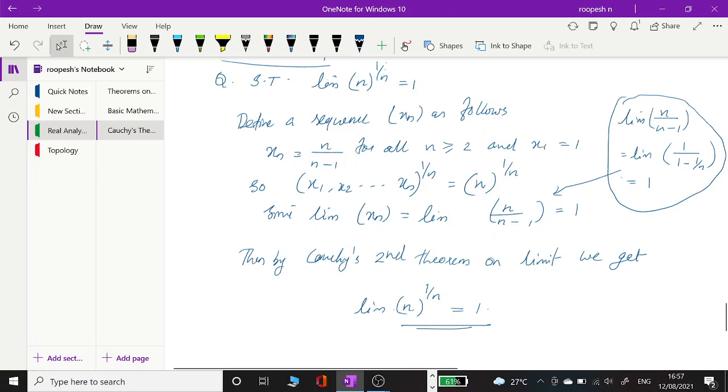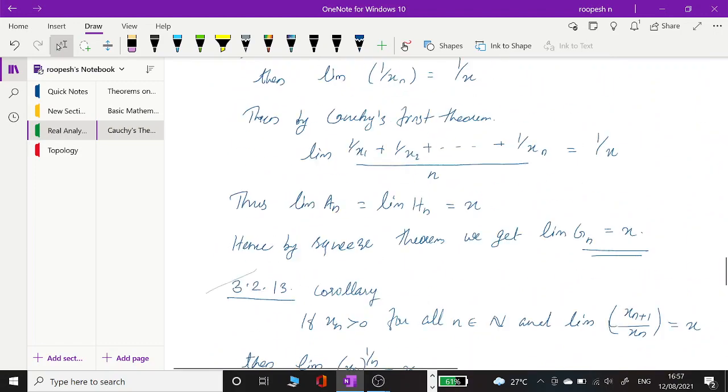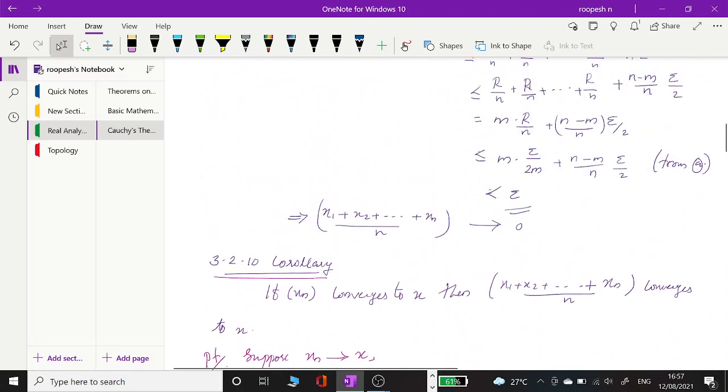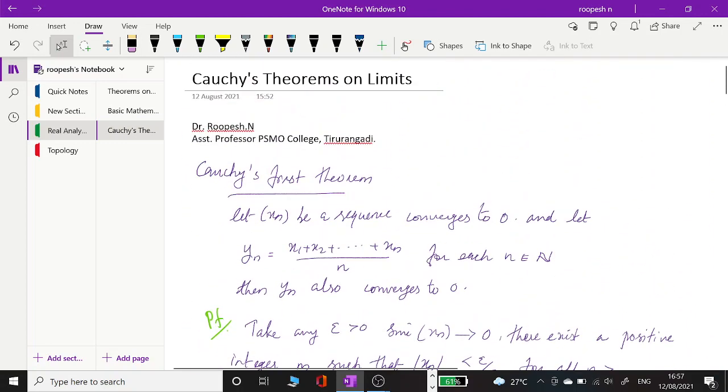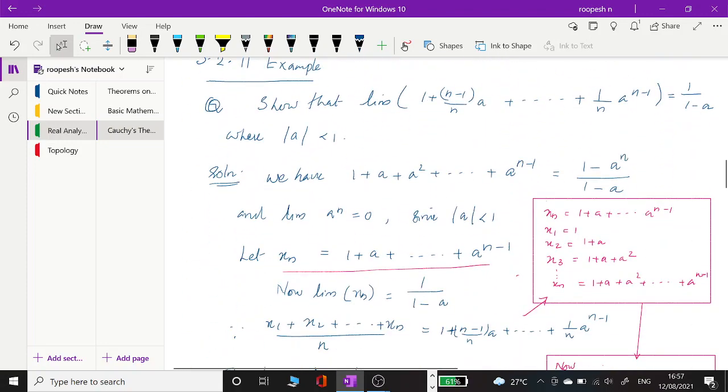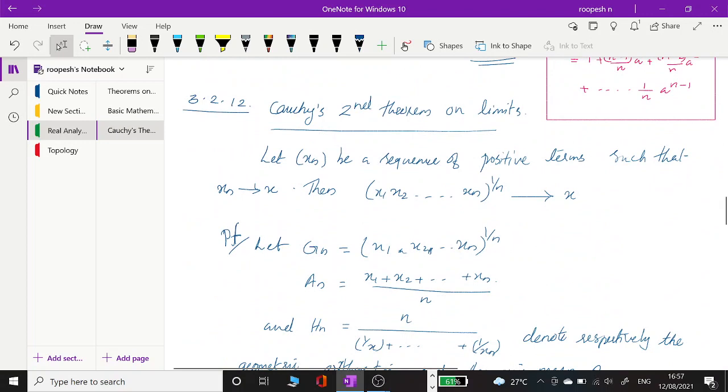So in today's class, we have discussed Cauchy's first theorem and second theorem, and we have seen two examples for that too, right? And we have seen some of the corollaries too. Cauchy's first theorem says that when the xn sequence converges to 0, then x1 plus x2 plus and so on plus xn, by n, also converges to 0. Then the corollaries are there. And Cauchy's second theorem says that when you have an xn sequence of positive terms such that xn converges to x, then x1, x2, x3, up to xn, all thing raised to 1 by n, also converges to x.